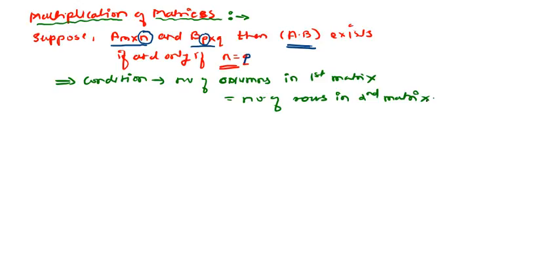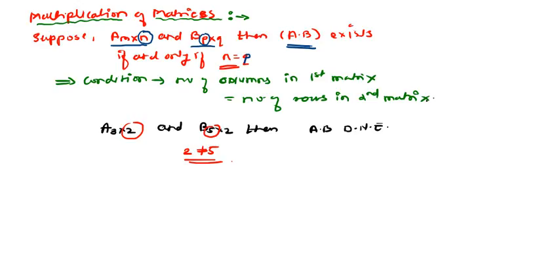For example, suppose I have the matrix A which is of order 3 by 2 and the matrix B which is of order 5 by 2. Then the multiplication A into B does not exist because the number of columns in the matrix A is 2 and the number of rows in the matrix B is 5, and 2 is not equal to 5. This means the multiplication A into B does not exist.